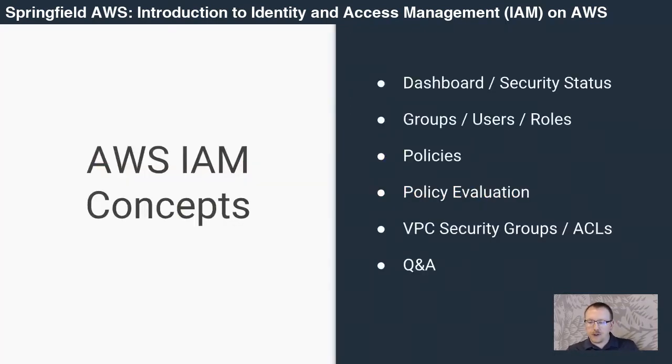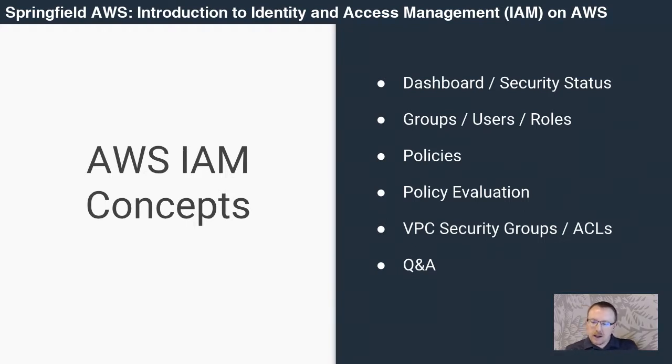Here's sort of the agenda for today. We're going to talk about the IAM dashboard and the security status check marks that you see on the front page. By the end of today, hopefully all of those will be green on your dashboard, if they aren't already. We're also going to talk about groups and users and roles, and when you would use each of those. And then we'll dig into policies. We'll talk a little bit about AWS built-in policies, and then we'll talk about building our own policies, and I'll demonstrate that using the visual builder.